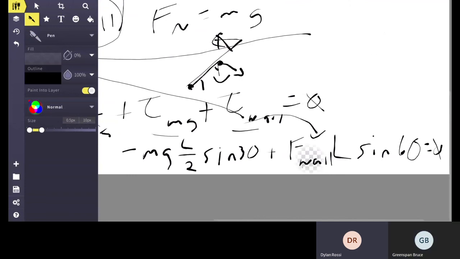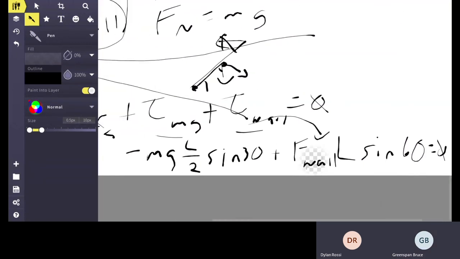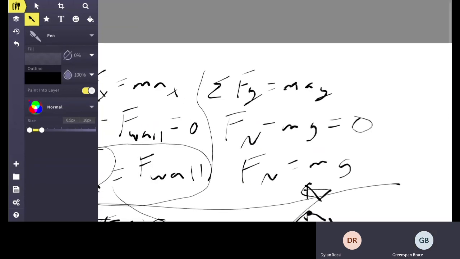So what does the question actually ask for? Because I didn't read the question. It asks for the frictional force is the first question. Oh, okay. So you would solve this thing down here for F wall, and then that's F friction. That's it. Yep. That's generally the hardest this will get.